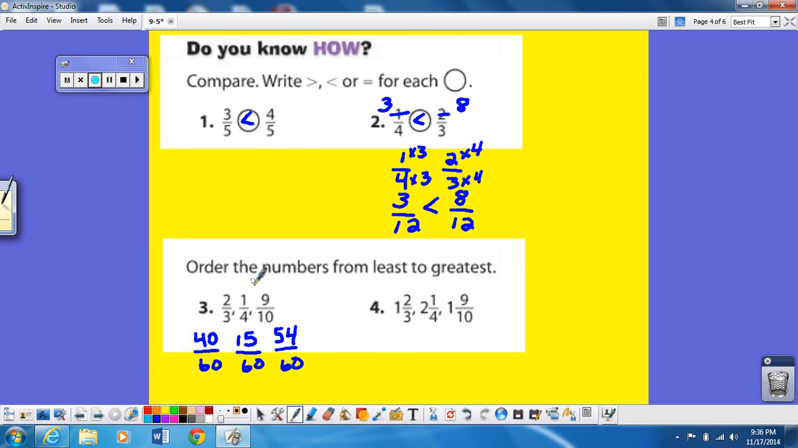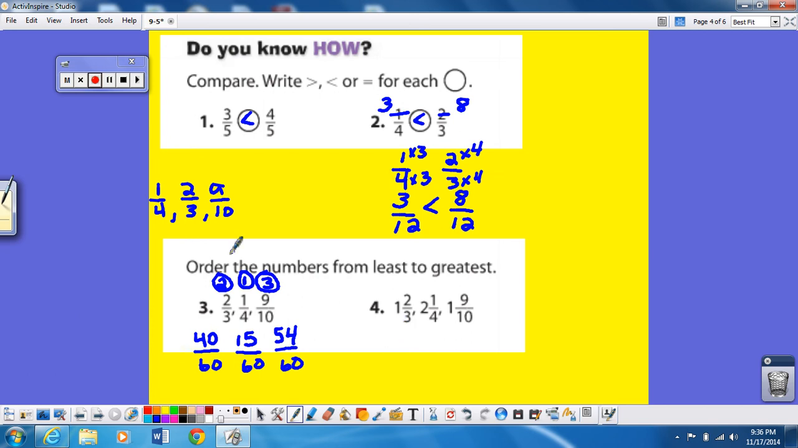So if I were to order these from least to greatest, 1/4 would be first, 2/3 would be second, and 9/10 would be third. And I'm very limited in my space. I would want you to write those out for me. 1/4, let me just show you here what I'd like you to do. 1/4, then 2/3, then 9/10. And that's how you would write them in order from least to greatest.